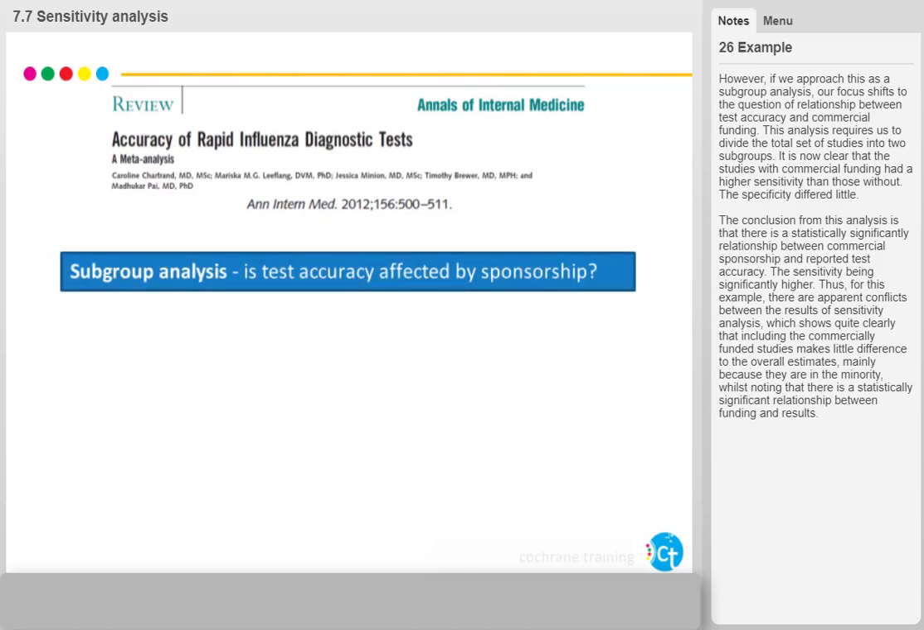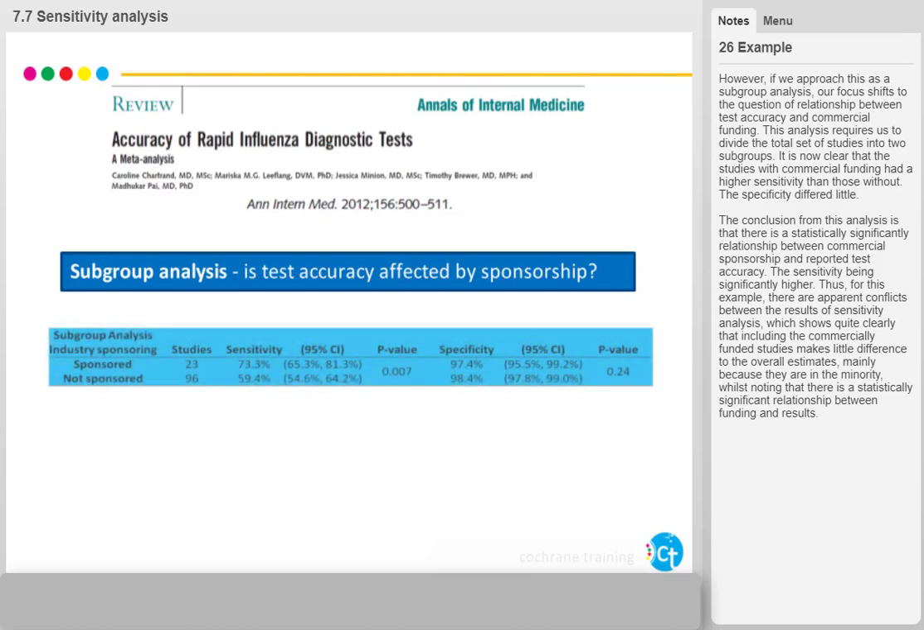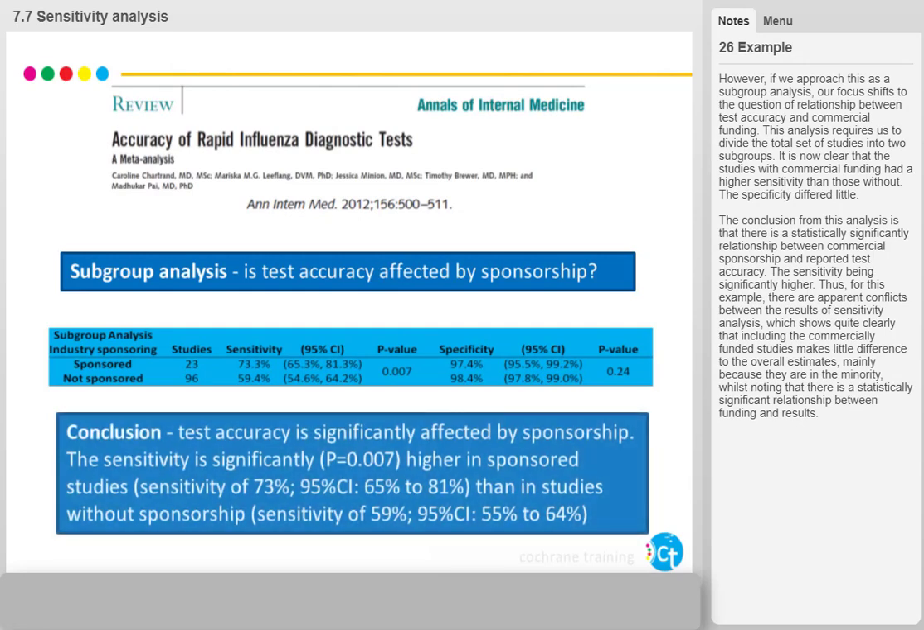However, if we approach this as a subgroup analysis, our focus shifts to the question of the relationship between test accuracy and commercial funding. This analysis requires us to divide the total set of studies into two subgroups. It is now clear that the studies with commercial funding had a higher sensitivity than those without. The specificity differed little. The conclusion from this analysis is that there is a statistically significant relationship between commercial sponsorship and reported test accuracy, the sensitivity being significantly higher.